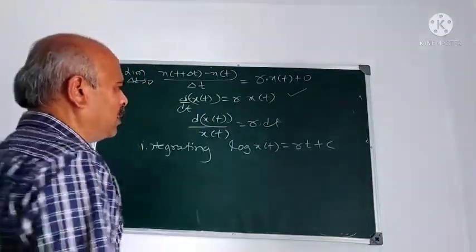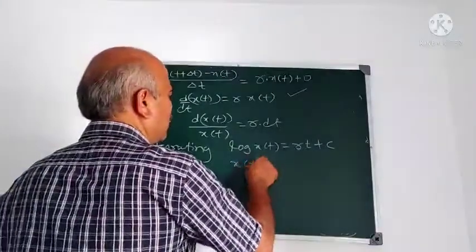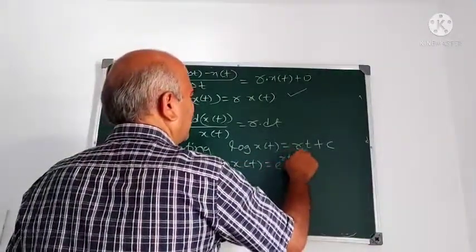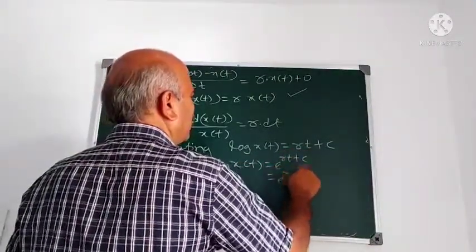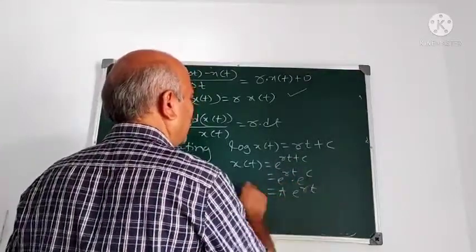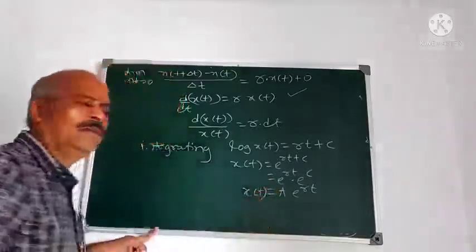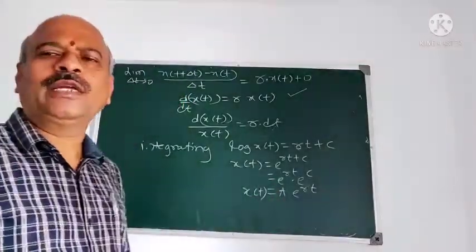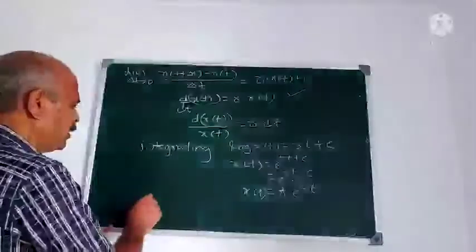C is the constant of integration. Therefore, x of t is e raised to RT plus c, which is e raised to RT into e raised to c. Take this as A, so x of t is A e raised to RT. A is a constant here, and how do we find the constant?